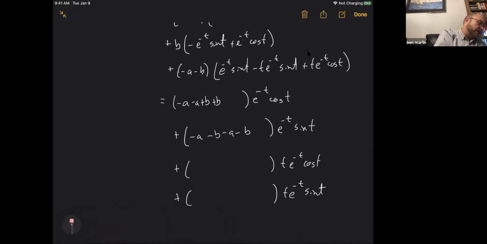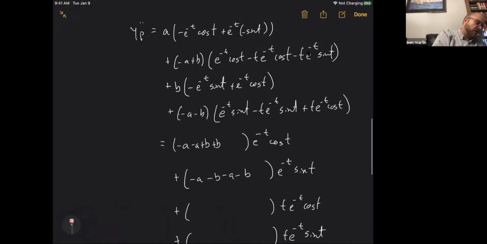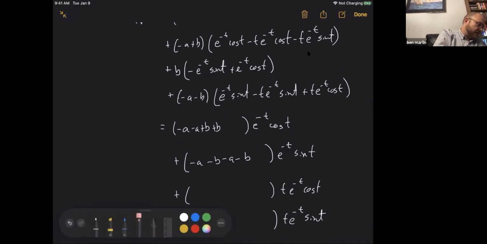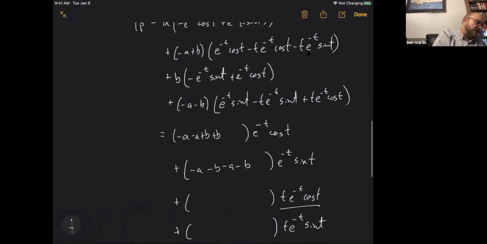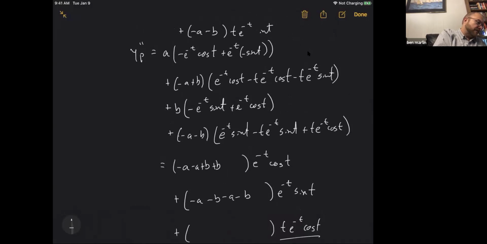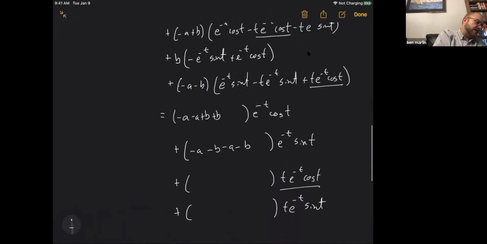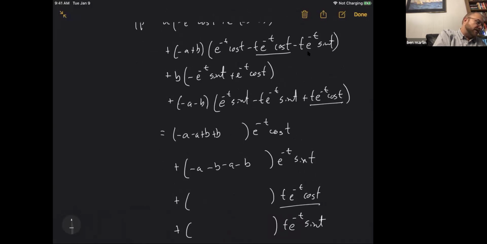All right, then we're going to look for the t e to the minus t cosine t. And we can see that there and there. Okay, so that should seem like it's not so bad. So since it was a minus here, we will have an a minus b. And since it's a plus here, we'll have a minus a minus b.